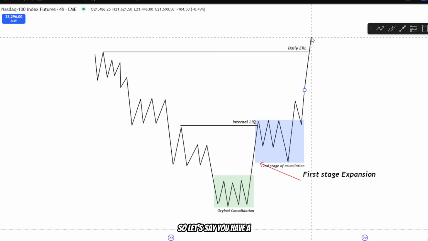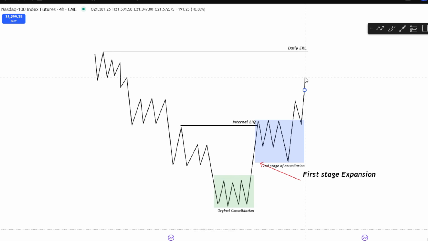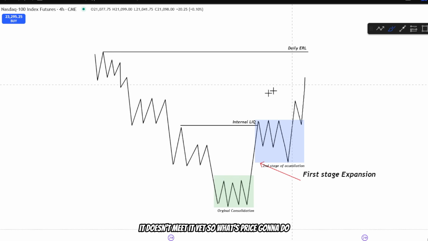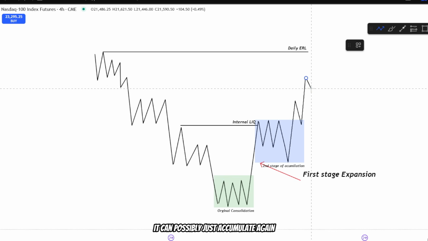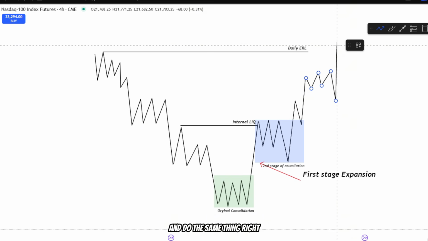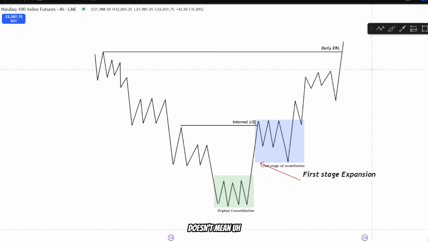So let's say you have an accumulation, but it doesn't meet it yet. After the second stage of accumulation, it doesn't meet it yet. So what's price going to do after sweeping out another internal range of liquidity? It can possibly just accumulate again and do the same thing, right? Just because there are two stages of accumulation doesn't mean the third stage of accumulation cannot happen. I want you to know that the market maker model cannot be complete until the higher time frame drawn liquidity, the original consolidation, has been met, right?